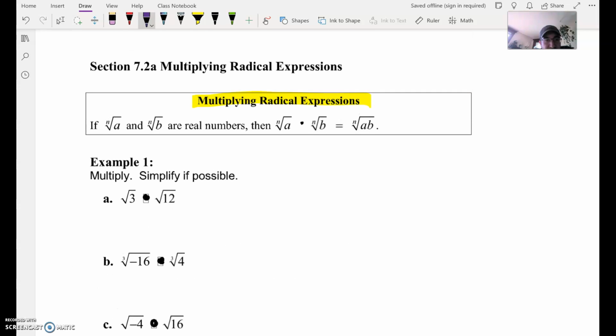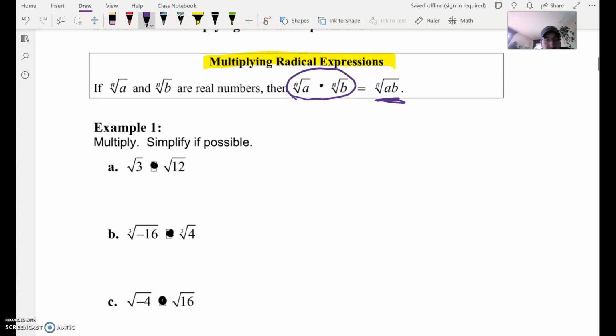Okay, this is fancy. It says if the square root of something and the square root of something are real numbers, which is just not imaginary numbers, then what you can do is you can combine them into one radical. That's what we're going to do here. So the square root of 3 multiplied by the square root of 12 can turn into the square root of whatever 3 times 12 is, which is 36. And then this can simplify to 6. Square root of 36 is 6 times 6. It's one of our perfect squares that we went over yesterday.